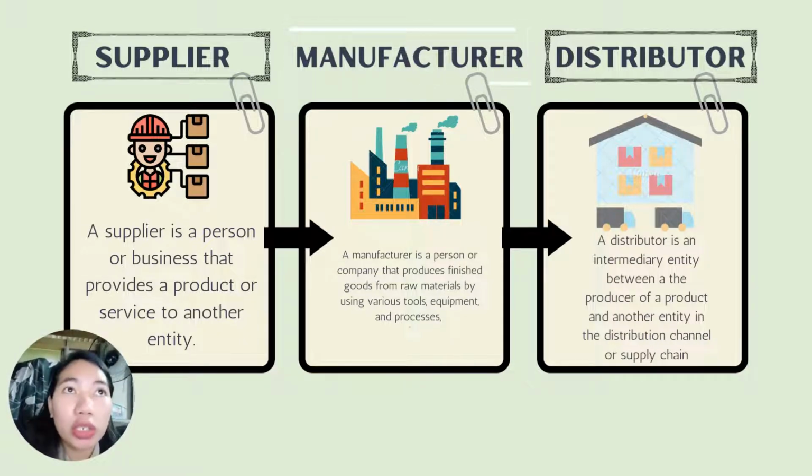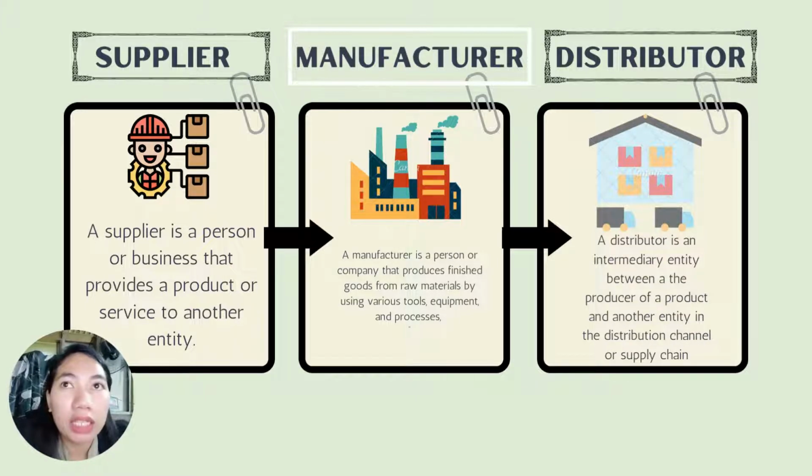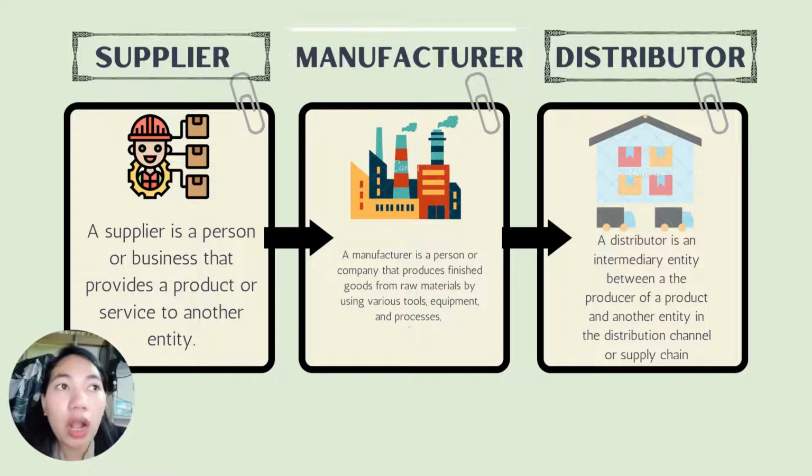So when the manufacturers are done and it's already parang maganda na yung pagkagawa and okay na siya para i-distribute, dito papasok si distributor. So when you say distributor, the distributor is an intermediary entity between a producer of a product and another entity in the distribution channel or supply chain. So, sila naman yung nag-distribute ng mga product na ginawa ni manufacturer. Example of that is shoes, di ba?